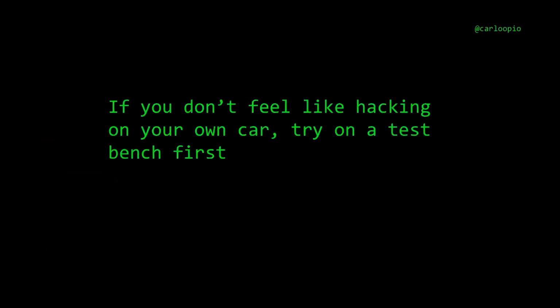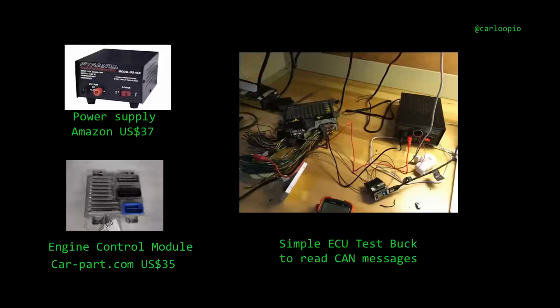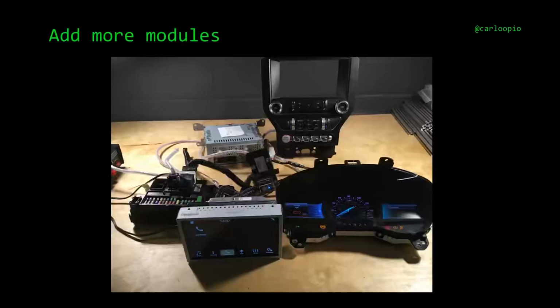So if you don't feel like hacking on your own car, you can build a test bench. And for less than $100, you can have a running CAN bus with, for example, an engine control module, a power supply, and any of the hardware CAN devices that I mentioned above. If you add more modules, you can get more interesting data. This is, for example, a test bench for a Ford Fusion.